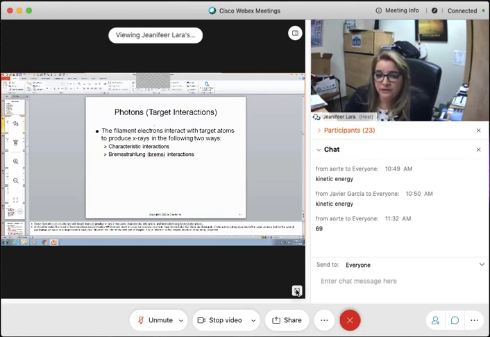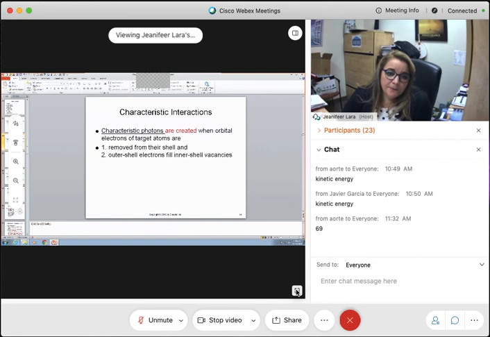So we have two target interactions. These two are in the X-ray tube. A lot of times you'll hear these types of interactions described as happening outside of the X-ray tube, and they're not. They're inside of the tube. So we're going to start with characteristic photons.